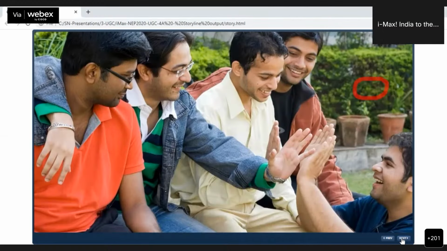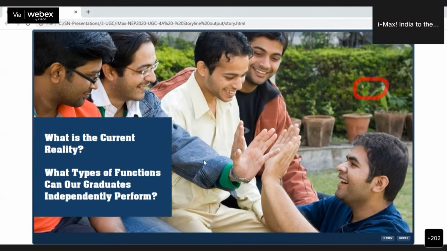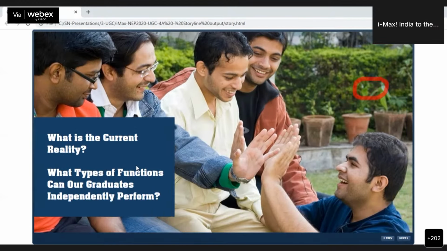So before we go ahead, it is very important that before we start any journey, we must understand from where we are starting, what the current reality is, for anyone who is completing a graduation or post-graduation, what type of functions they can do independently.